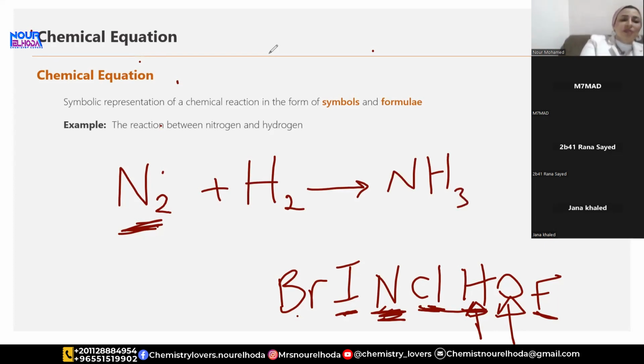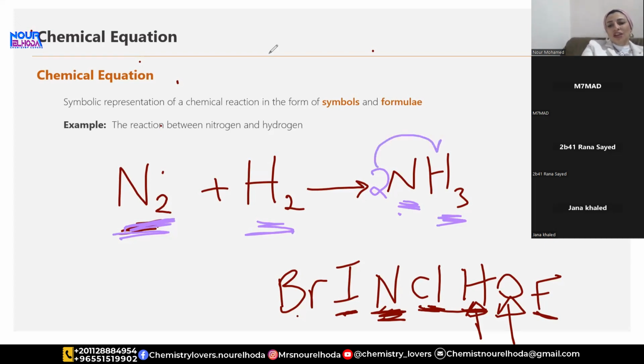Let's check. How many nitrogen in the reactants? 2. How many nitrogen in the products? Exactly, 1. So I need to put 2, because it's impossible for 2 nitrogen to form 1. Correct. How many hydrogens are here? 2. So we need to put a 3 behind the hydrogen, so we can balance both sides.